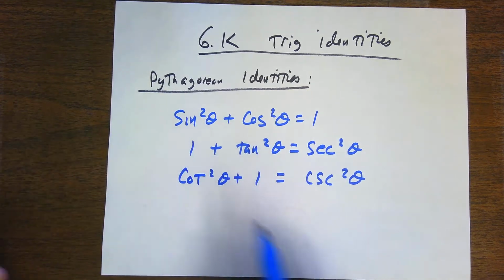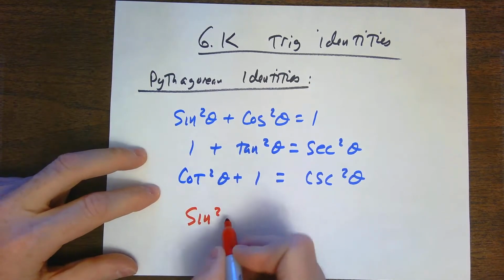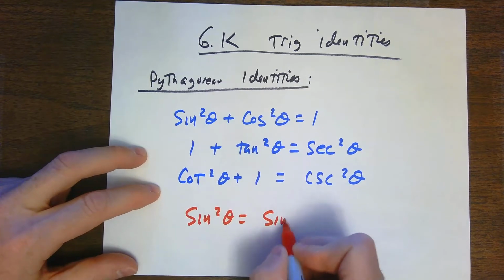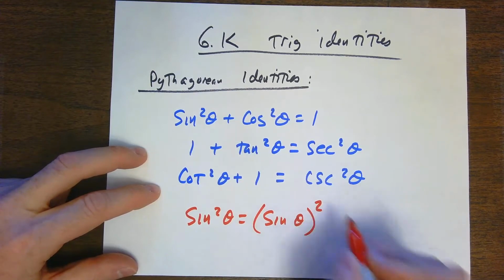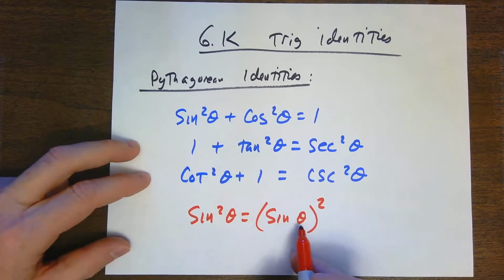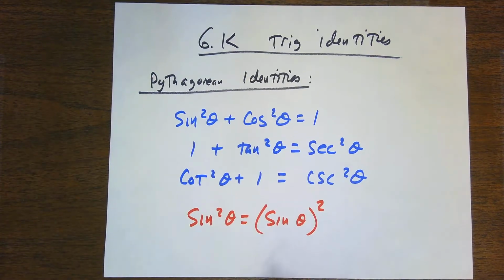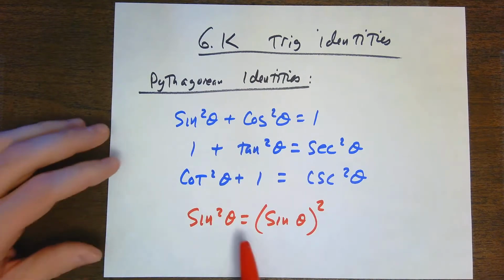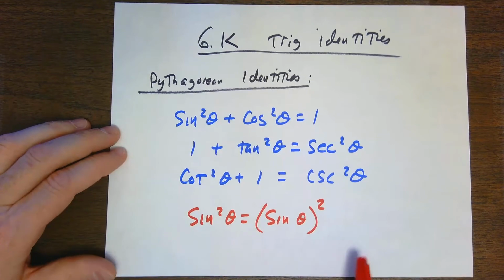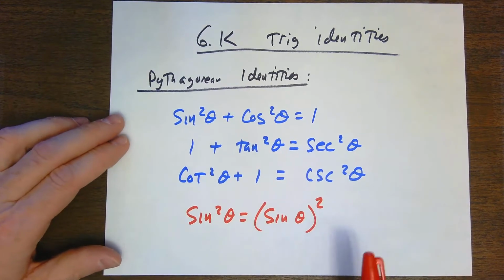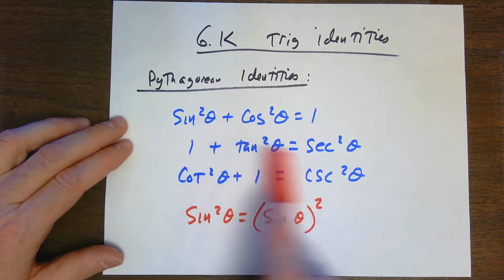So just a quick note about sine squared of an angle. Sine squared of an angle is really the sine of an angle, squared. Okay, it's not the sine of an angle squared. It's the sine of an angle, squared. So very important differentiation here.